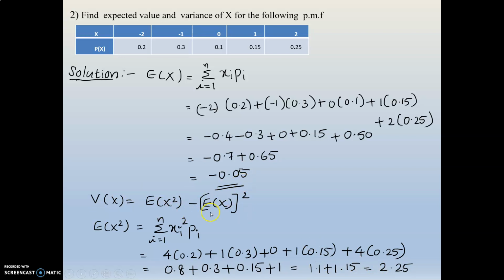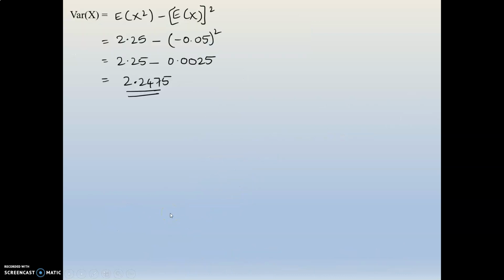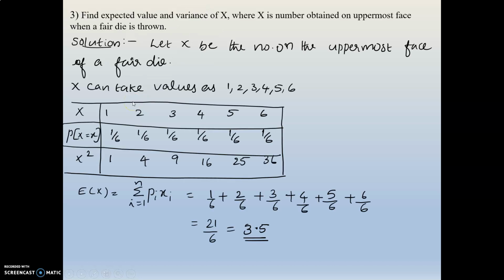Now we have expectation of x is minus 0.05. Substituting these two values here, you will get 2.25 minus 0.05 whole square, that is 2.25 minus 0.0025, that's equal to 2.2475. That is the answer for this question, as variance of x is like this.